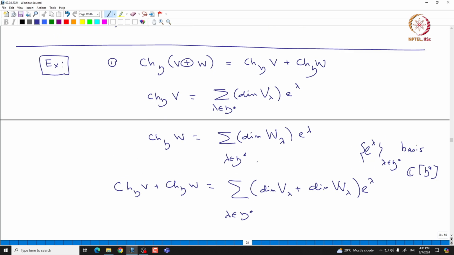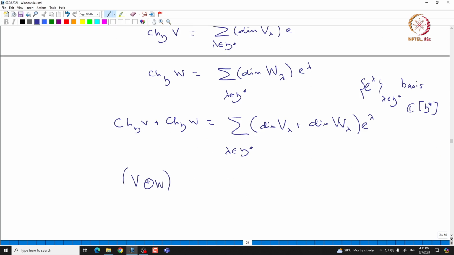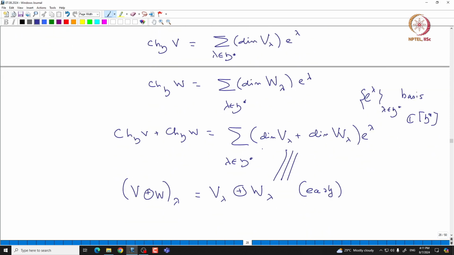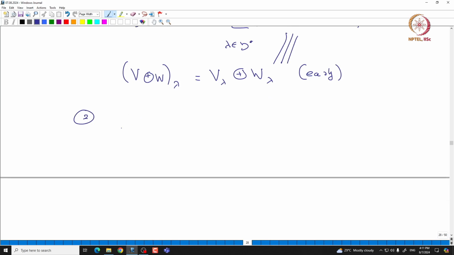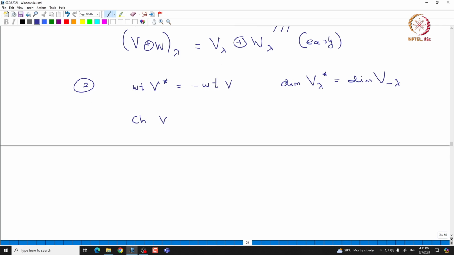Now it is easy to see that if you take the direct sum and look at the lambda weight space, it is going to be the direct sum of the lambda weight spaces. This is easy to verify. So basically this statement is the same as this statement. Now if you look at the dual, the character of the dual: we already know that the weights of V star are minus the weights of V, and the dimension of the lambda weight space of V star is the same as the dimension of the minus lambda weight space of V. This tells you that the character of V star has a close relationship with the character of V.